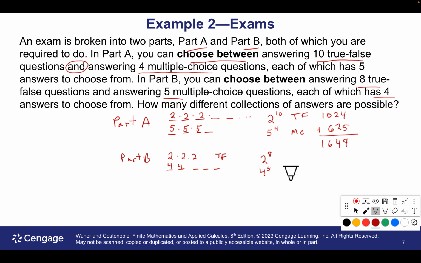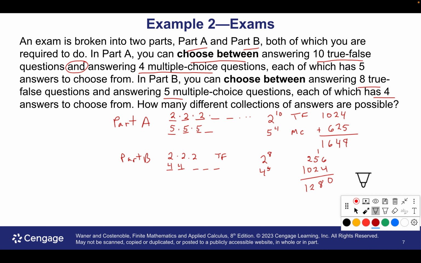2 to the 8th is 256. I was getting there, but slowly. And 4 to the 5th is 1024. And let's see if I can remember how to add correctly this time. 4 and 6 are 10. Now slow down. That's one of the key parts: usually when you make mistakes, you're going too fast. 5, 7, 8, 2, 1280. Okay. And so these are all the possible answers.